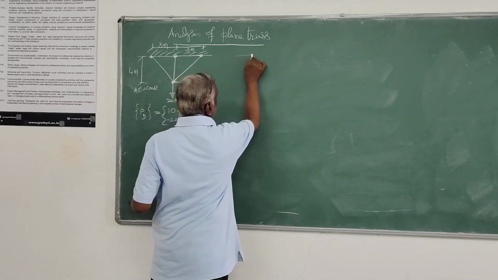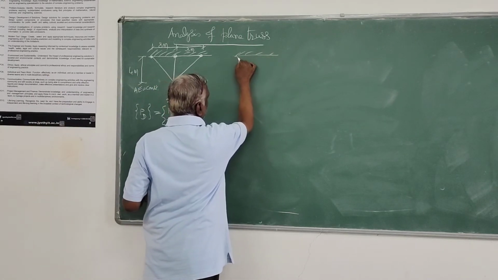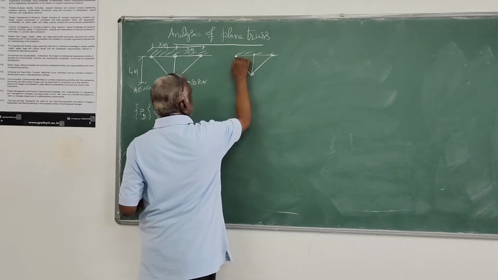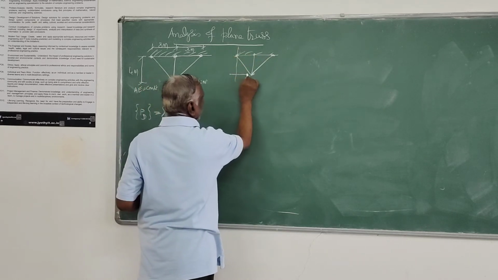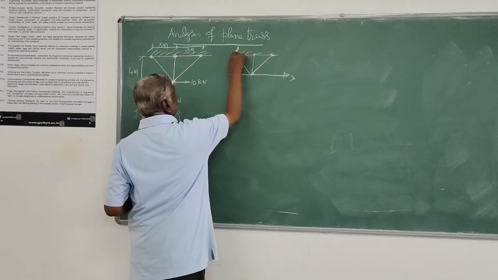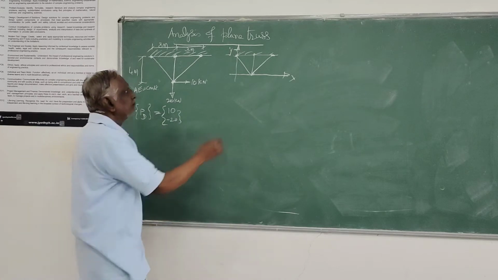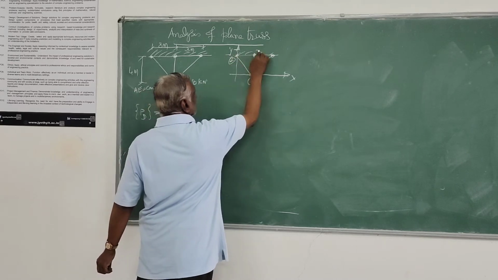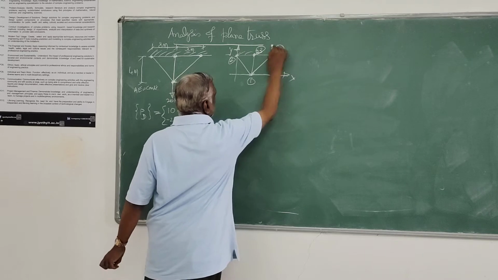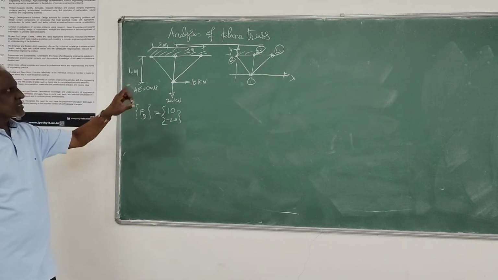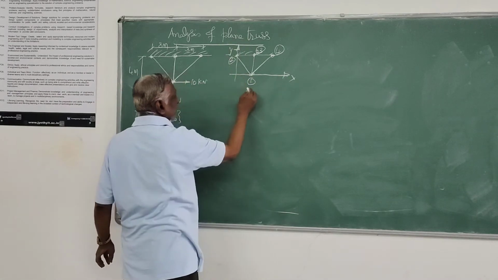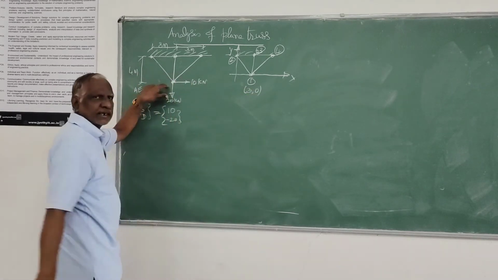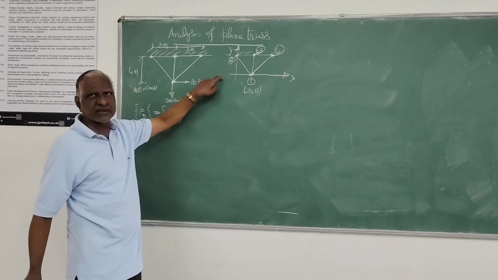So I will select a typical global coordinate to start with. This is the truss given, and I will select a global coordinate. This as x coordinate, this as y coordinate, and I will call the member joints 1, 2, 3, 4. These are the joints of the truss. With respect to this coordinate system, the coordinates of point 1 are x equal to 3, y equal to 0. This is the origin.